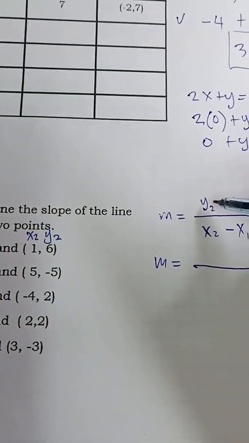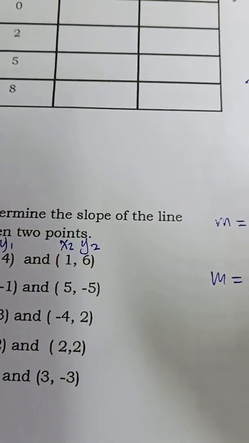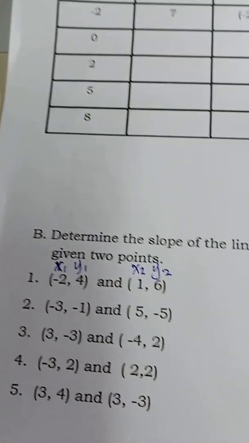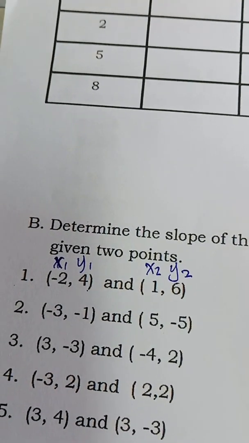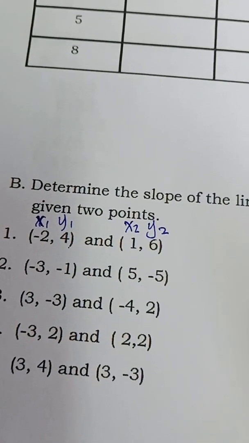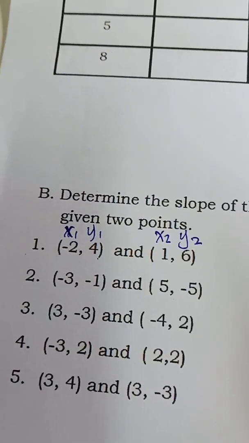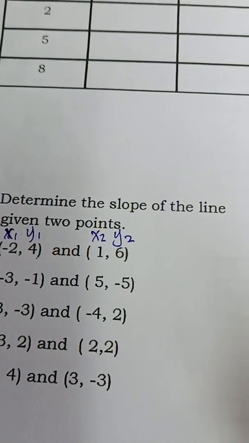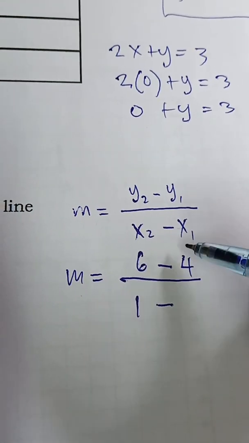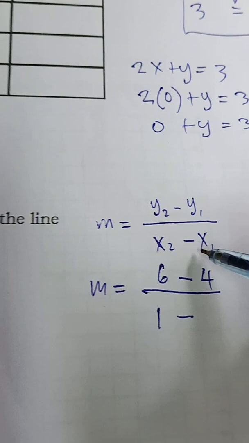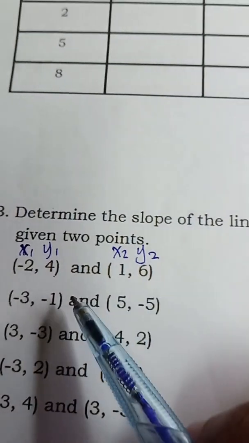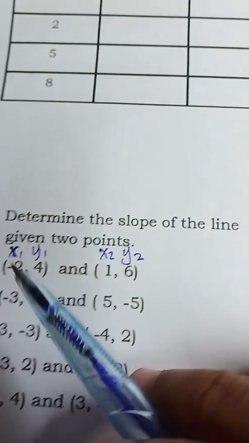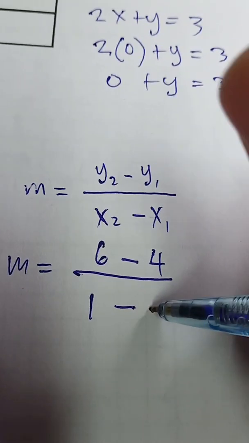Okay. Let us find y sub 2 minus y sub 1. Our y sub 2 is positive 6, minus y sub 1. Y sub 1 is positive 4. For our x, we have x sub 2 minus x sub 1. The x sub 2 is 1, and x sub 1 is negative 2. So, negative 2.